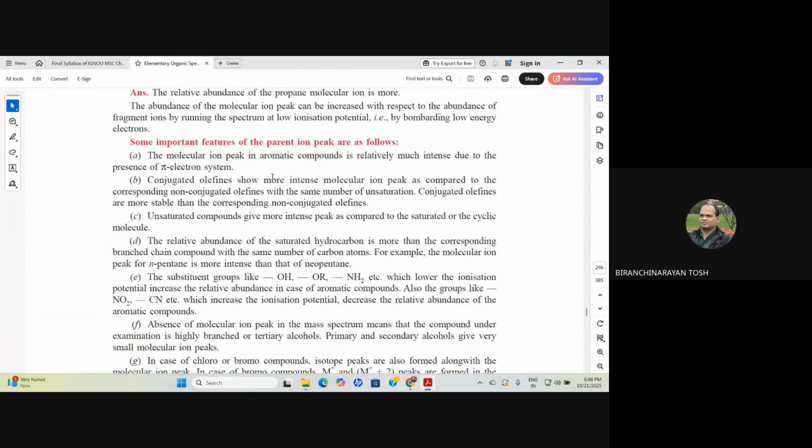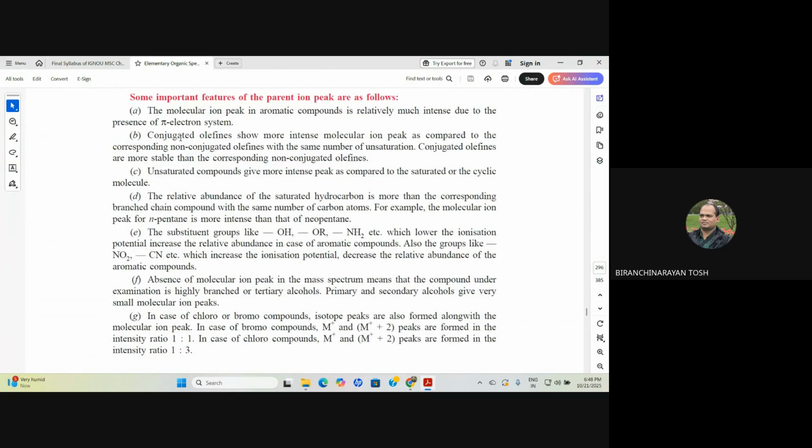Now some important features of the parent ion peak are as follows. The molecular ion peak in aromatic compounds is relatively much more intense due to the presence of pi electrons. If a pi electron system is there, then you will get a molecular ion peak of high intensity. Conjugated olefins also show a more intense molecular ion peak because conjugated means more delocalized as compared to corresponding non-conjugated olefins with the same number of unsaturations. Conjugated olefins are more stable than corresponding non-conjugated olefins, so you'll get a more intense molecular ion peak.